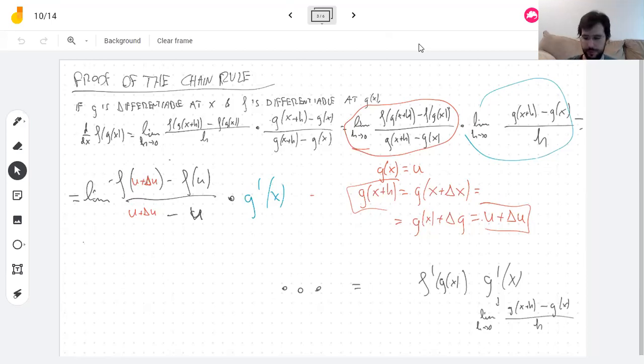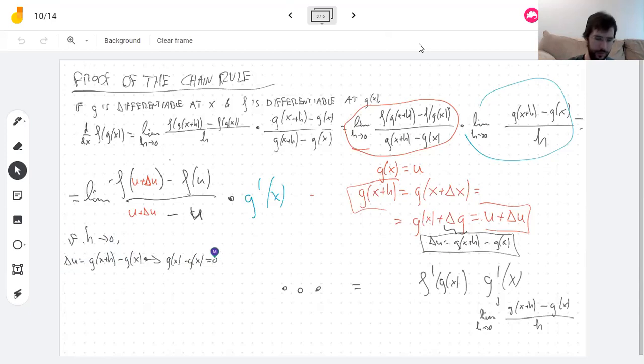And then what's going to happen? As h approaches zero, what's going to happen to delta u? Well, delta u is g of x plus h minus g of x. If h approaches zero, delta u is going to approach g of x minus g of x, which is zero. So what I should write here is that delta u approaches zero.